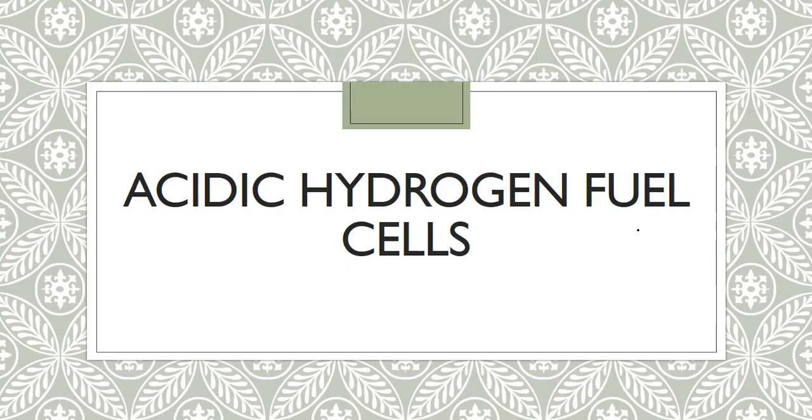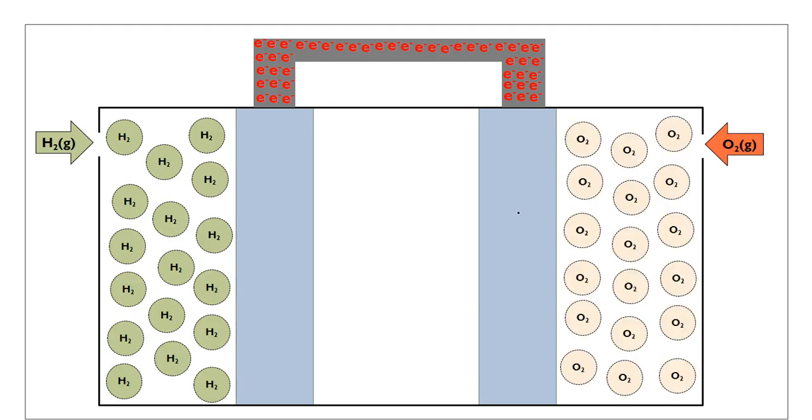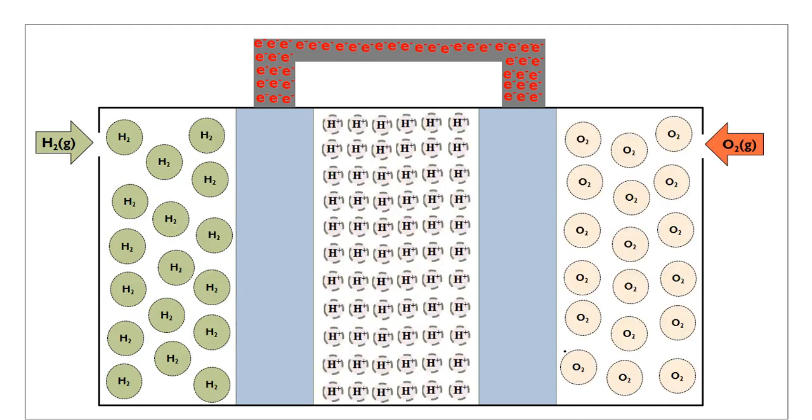So the example that we're going to use will be acidic hydrogen fuel cells. Hydrogen is the fuel, and if it's acidic, that is the condition of the electrolyte. So you have acidic electrolyte, hydrogen fuel in a fuel cell. All right, so hydrogen gas is on one side and oxygen gas is on the other side. Because it is an acidic fuel cell, the electrolyte must be acidic. So I'm just going to represent that acidic nature of the electrolyte using hydrogen ions here in the middle.